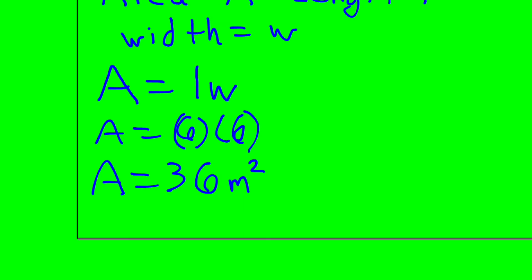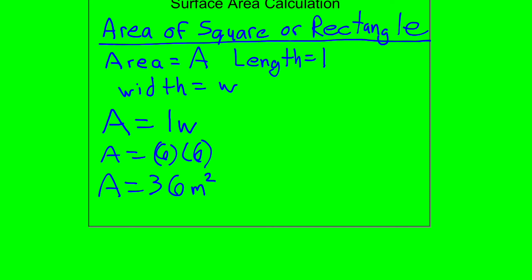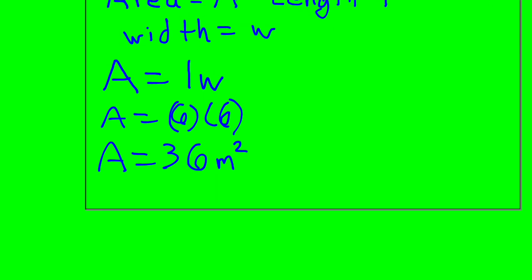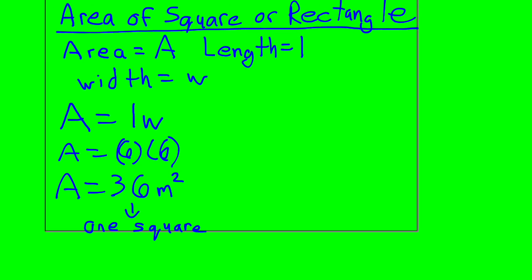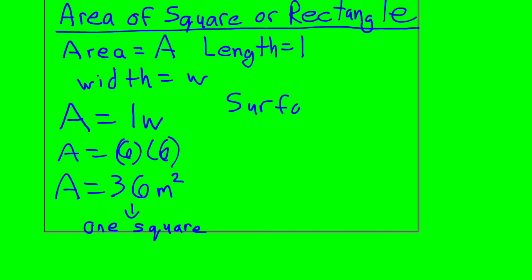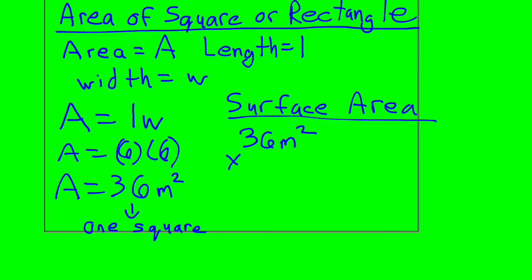So we just calculated the area of one of them. But there are 6 squares that are exactly the same size in total. So to figure out the total surface area, so that's the area of one square right there. To get the total surface area, take 36 meters squared, and since there are 6 squares that are exactly the same size, multiply by 6. 6 times 6 is 36. 6 times 3 is 18, plus the 3 is 21. So the total surface area of this cube is 216 meters squared.